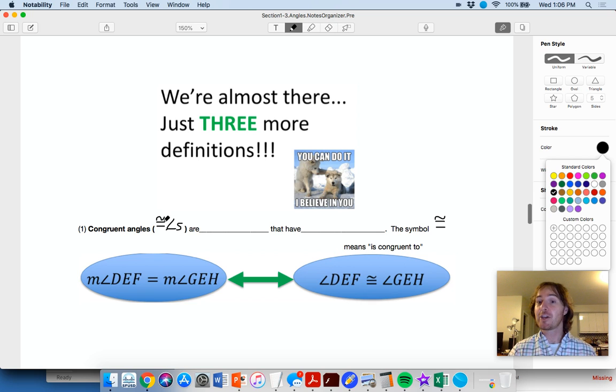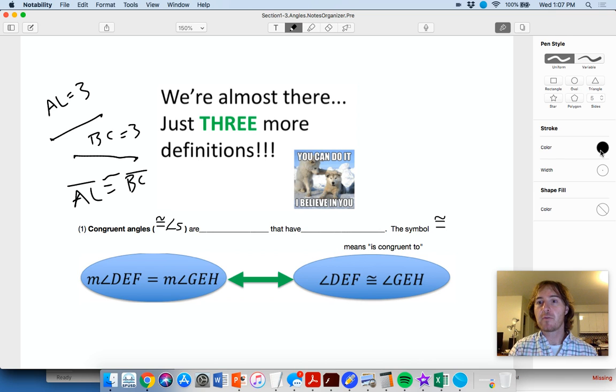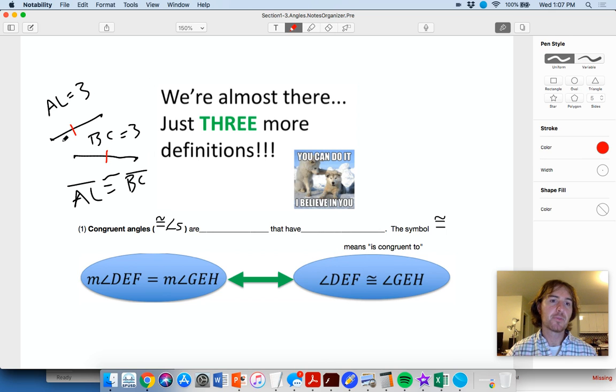Here, we talked about what congruent segments were last section. Let's say that AL equals 3 and BC equals 3. Then we can make the conclusion that segment AL is congruent to segment BC because they have the same length. And remember, congruent segments get this symbol too, right? Say that these are both 3 centimeters. That would be the definition of congruent segments.